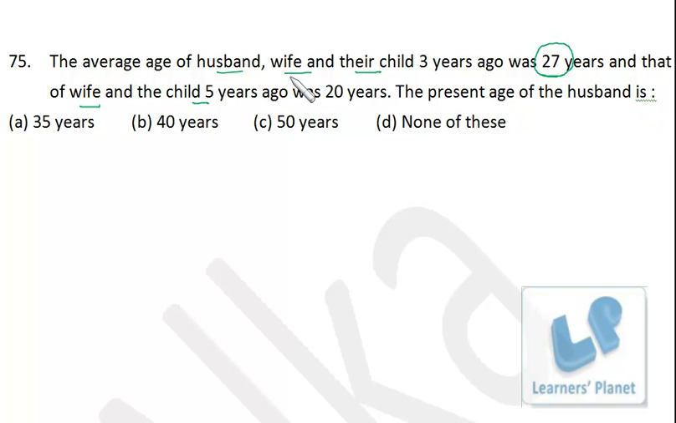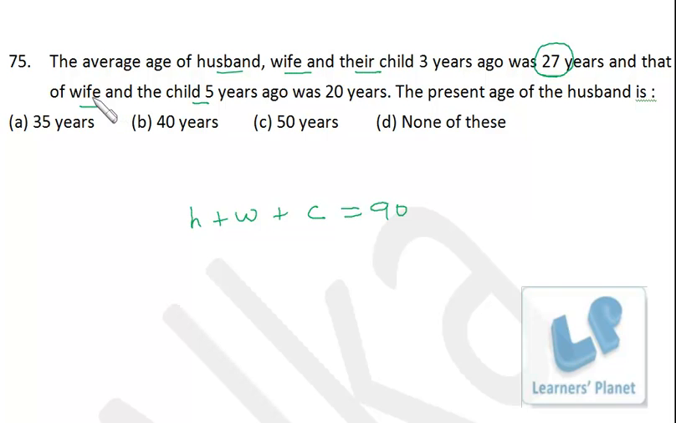Now that's very simple. Average age of husband, wife and their child 3 years ago was 27. So as of now, the average will be 30, right? Because everybody is getting older by 3 years, so the average will also be increased by 3. There are 3 persons, so the total will be 90. So husband plus wife plus child total age is 90. Okay, this is the first equation.